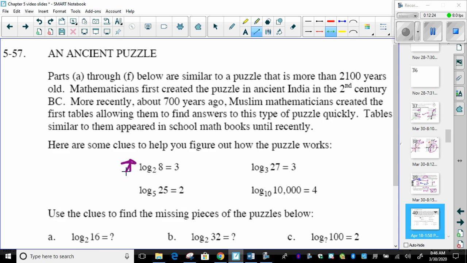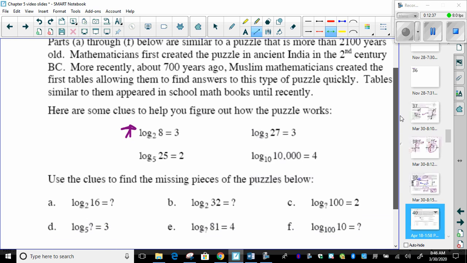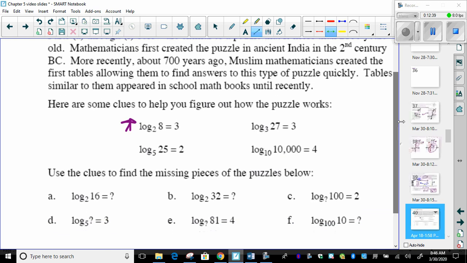Okay, and then the second one is log base 5 of 25 equals 2. Okay, why is that true? I want you to just think through that for a moment and figure out what kind of pattern is happening, what's happening with each of the pieces, is there a way to rewrite, that sort of thing.